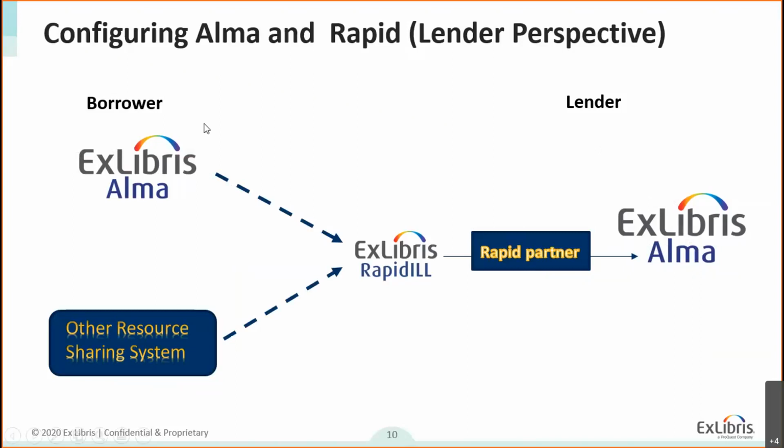The request may have come from any borrower. Again, it may be an Alma borrower, it may be a borrower that is using any other system, any other borrower out there that is using Rapid ILL. It may have its request forwarded to me as an Alma library. On my lender task list, they will show as a lender request that has come through and is requested by the Rapid partner. We'll see more information as we'll demonstrate that.